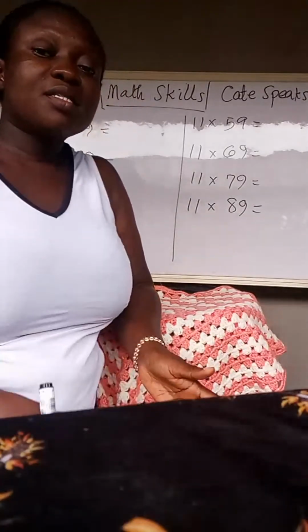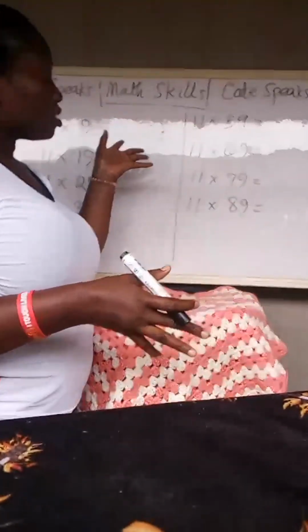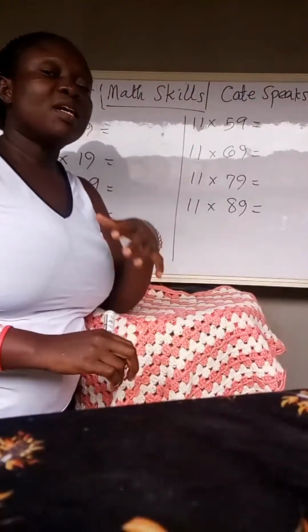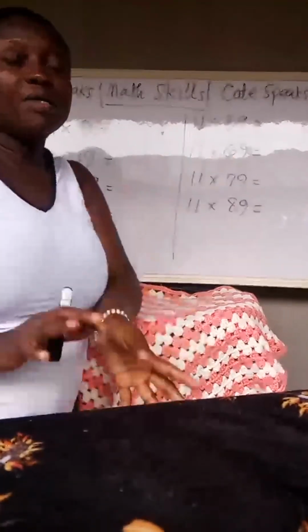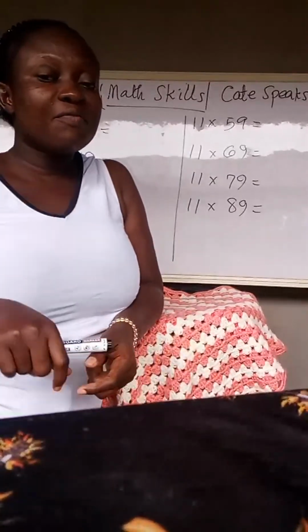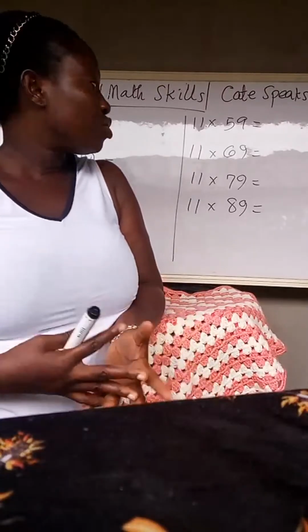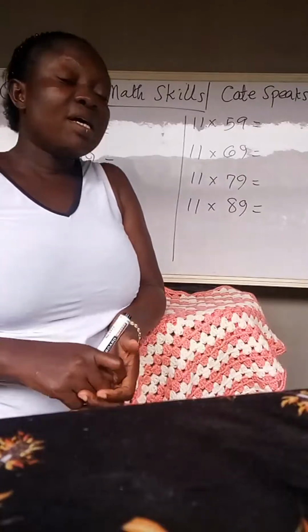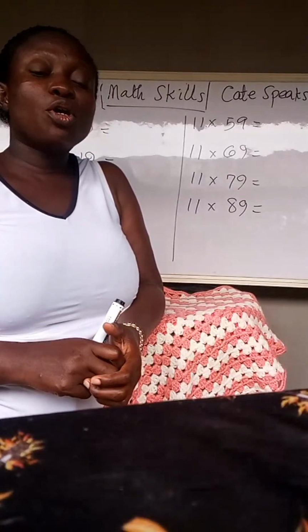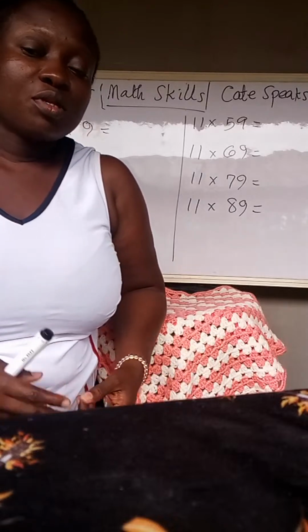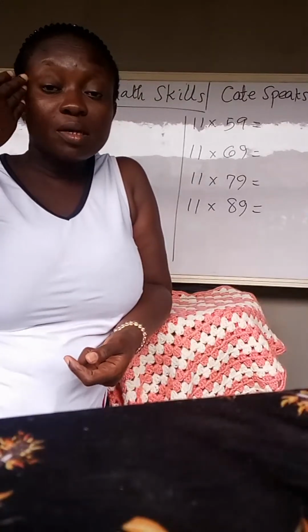Okay, math skills: how to multiply faster when you multiply by 11 and by 5. So quickly, I'm going to be teaching multiplying by 11. This is going to help your child. You can share this video with your child so they can multiply faster, even in their minds.